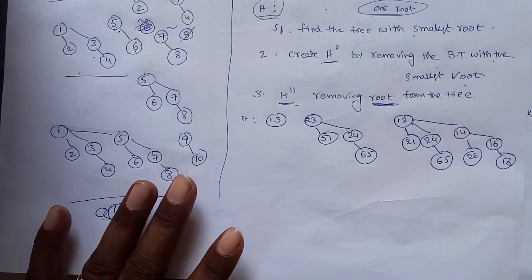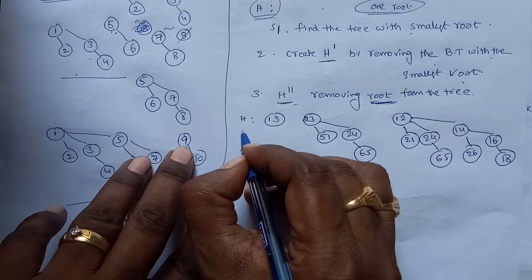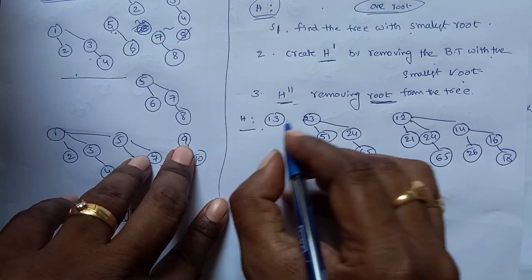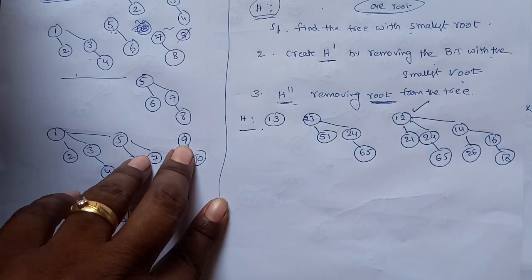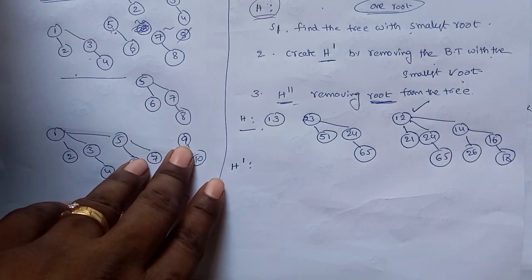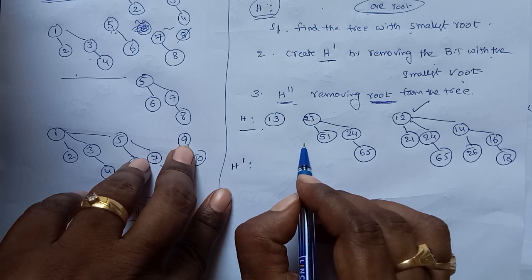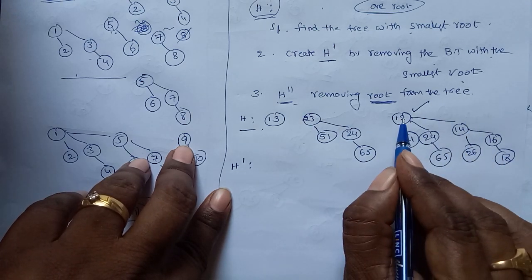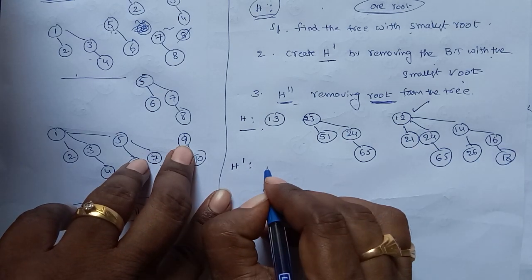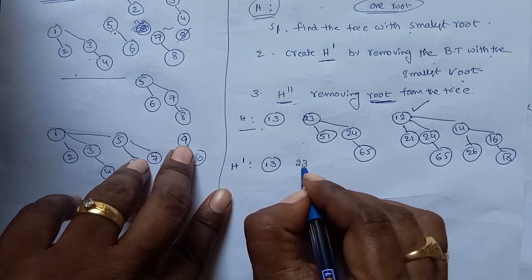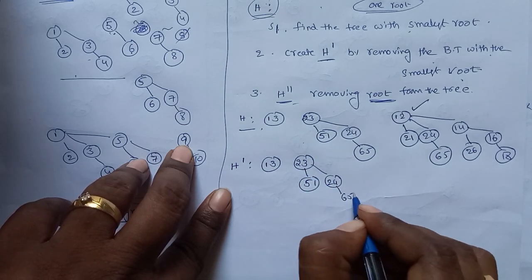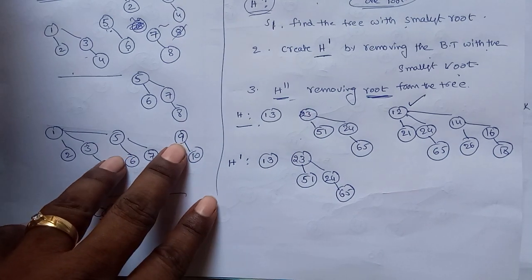Okay. For this I am performing deletion operation. So this is the H. So find the tree with the smallest root. I am finding that 12 is the tree with the smallest root. So step 1 is completed. Now I am creating H dash. H dash contains all the trees except the tree with the smallest root. That is H dash is 13, 23, 51, 24, 65. This is H dash.